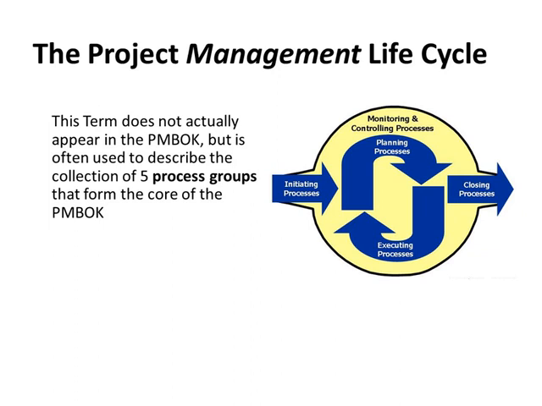The project management life cycle. This term doesn't actually appear in PMBOK, but is often used to describe the collection of 5 process groups that form the core of the PMBOK. And what are those 5 process groups? Initiating processes, planning processes, executing processes, closing processes, monitoring and controlling processes, which encompasses from initiating to closing.